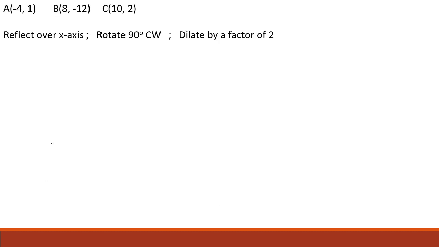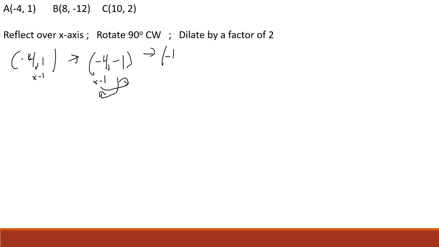Let's write another one here. -4, 1. We're going to reflect over the x. So reflecting over the x means I'm going to multiply the y coordinate by -1. So -4, -1. Rotate 90 degrees clockwise means I'm going to multiply the x by -1 and then swap the points. So this would be -1 comma 4. And then dilating means I simply multiply, so multiply by 2, so times 2 times 2, and we get -2, 8.